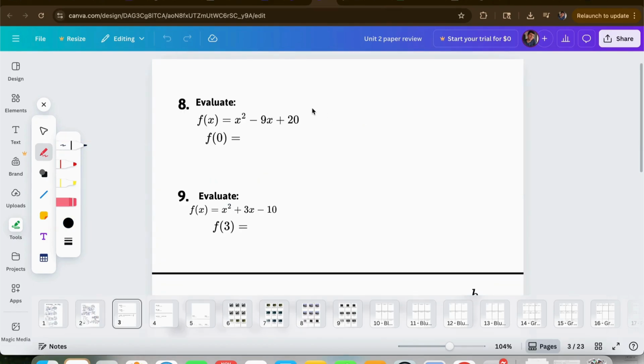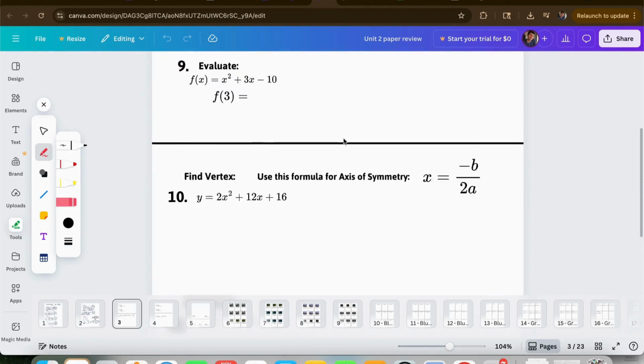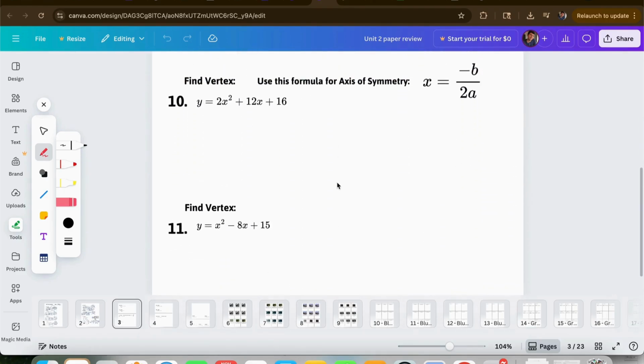Okay, so now onto the third page. Now I've got 2 problems where we have to evaluate these functions at a particular number, and we'll have 2 problems where we'll have to find the vertex of the parabola, or of these quadratics. Now, the idea here is that these at least help you be prepared for these, because when you find the vertex, you have to use this formula, the axis of symmetry.